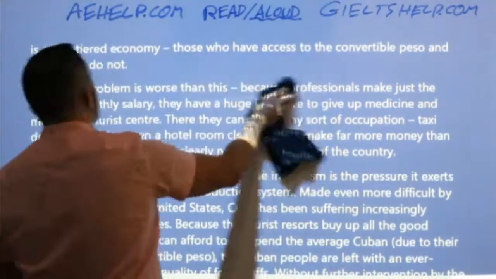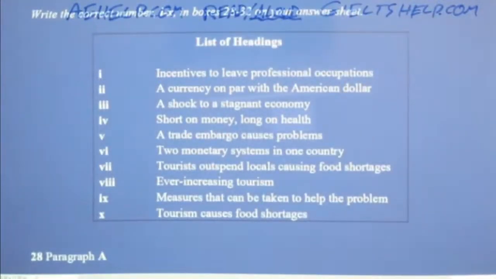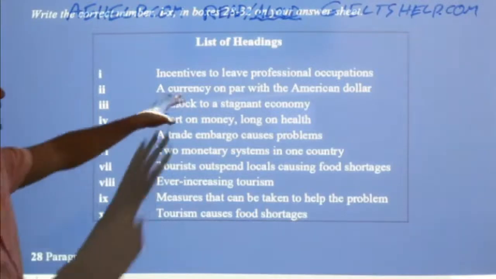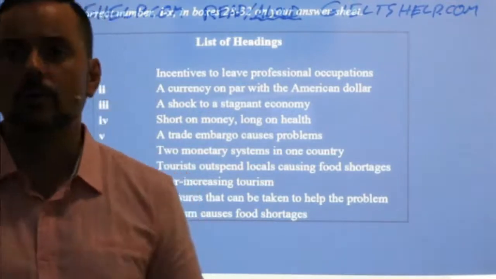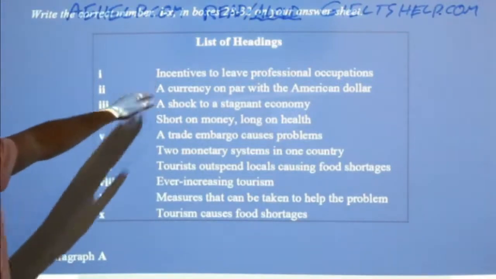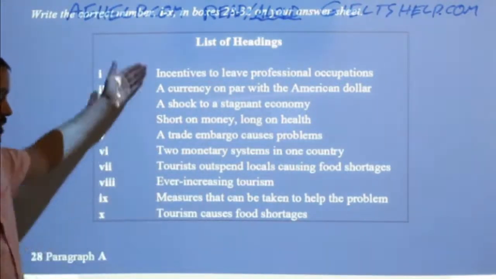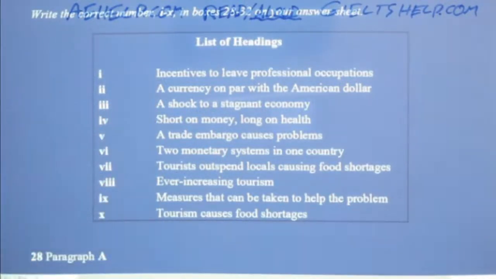All right, let's go to the top and let's try to figure out which one of these is the closest to Cuba losing professionals because of tourism. Yeah, there you go. So incentives to leave professional occupations. Everybody gets it. And it's almost word for word what I said, right? So number one is definitely the right answer here. I would still skim through these, making sure there isn't a better answer, but you will realize that this is the best answer. So number one. Okay, good.